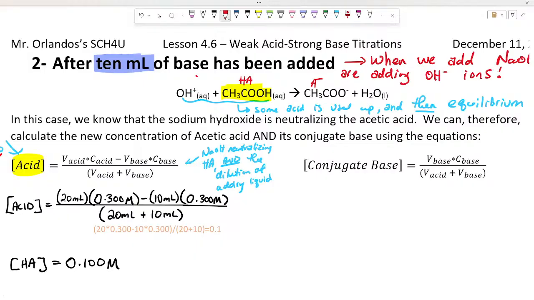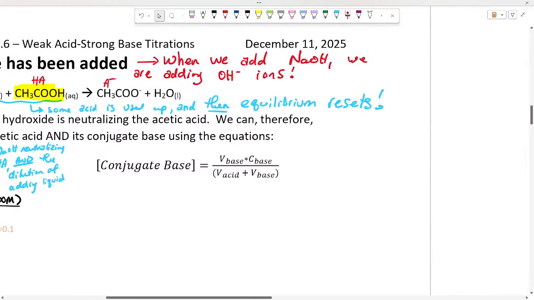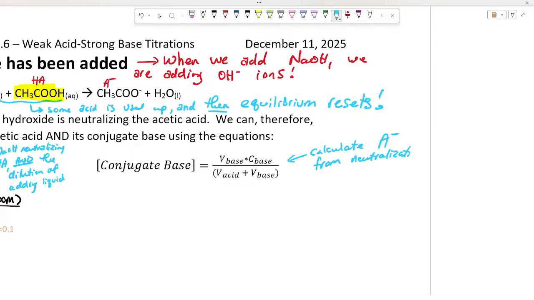Which means finding the concentration of that A minus is going to be saying, okay, how much acid did we neutralize? Well, that's just how much base we added times how strong the base we added was. But then we also have to factor in the dilution, the fact that the volume has changed, right? So this math is going to do that same thing. This will calculate A minus from the neutralization and the dilution, right, from adding more fluid.